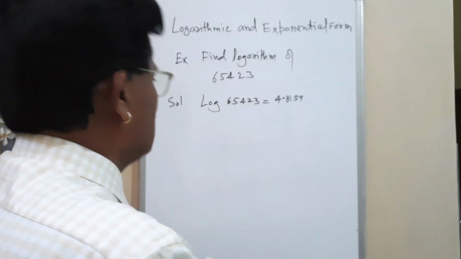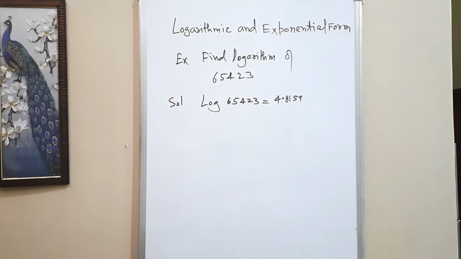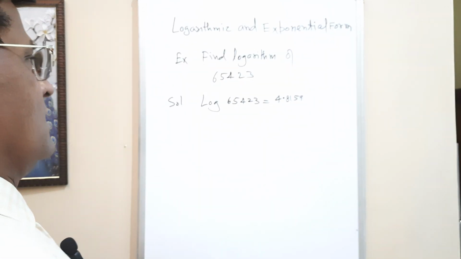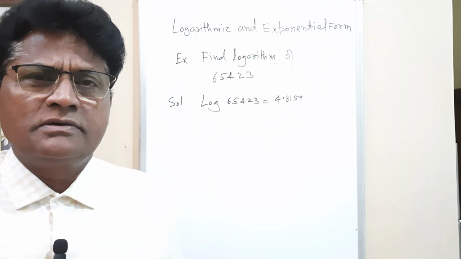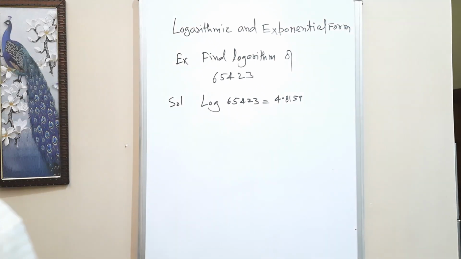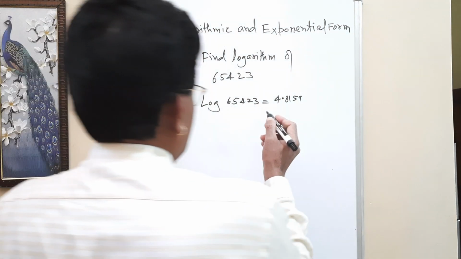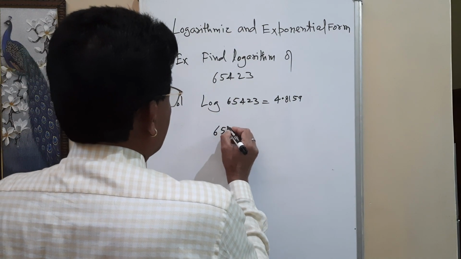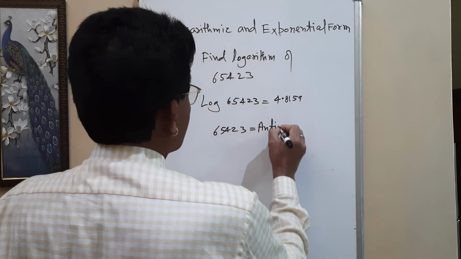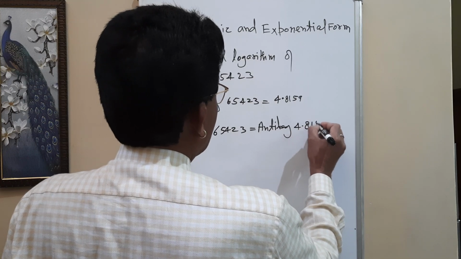Okay. But let me take some more examples here so that you will be comfortable to find the value of it. Let me take the antilog, so that you will be comfortable to understand. Antilog भी देख लीजिए इसका, antilog table. Antilog table 6, 5, 4, 2, 3. It will be equal to antilog of what? 4.8159.